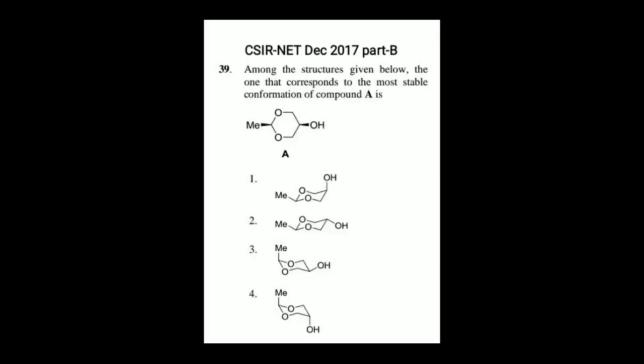Hello guys, today we will discuss this question, CSIR NET December 2017 Part B, question number 39. Compound A is given, and we have to determine which one is the most stable conformation. There are 4 options, so we'll use the Gilles mechanism for this.